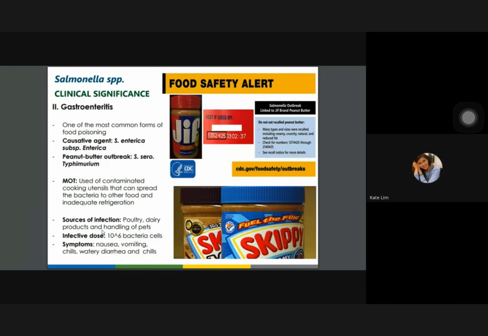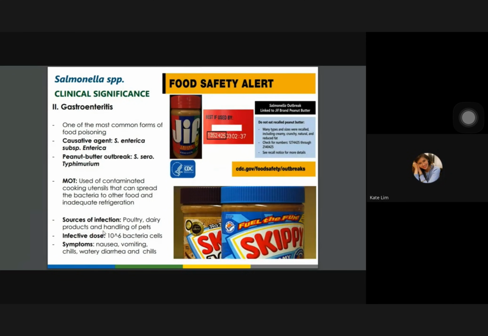So how does this bacteria make its way into our system? Again, one major route is through the use of contaminated cooking utensils or eating contaminated food. So through the food, the bacteria may spread inside our body. Another one is inadequate refrigeration. If you do not refrigerate or store your food properly, it could contribute to the bacteria multiplying and growing more rapidly. The sources of infection usually in this bacteria are poultry, dairy products, and even the handling of pets.